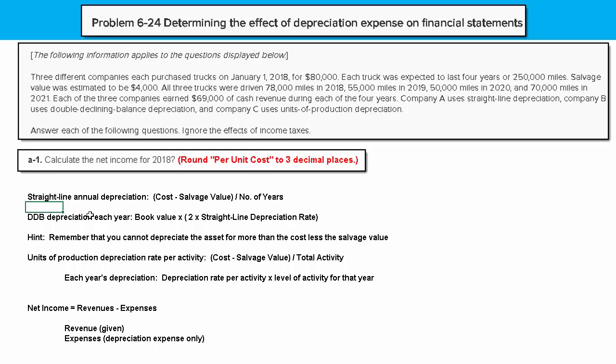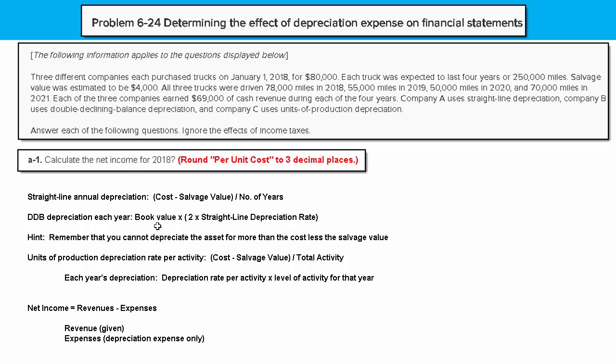All right, that's how you handle straight line depreciation. And it's the same depreciation expense every year. So now we can calculate that for Company A. Now Company B uses double declining balance. All right, so what's double declining balance?